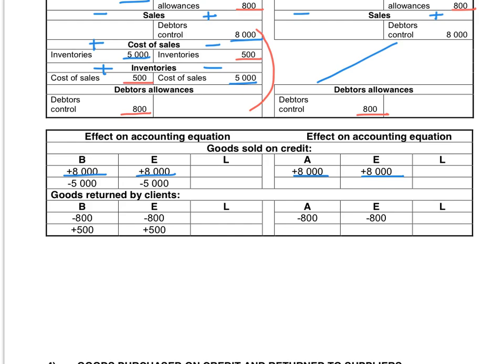In the perpetual system, you will indicate that your assets decrease with 5,000 because you sold goods, and you will indicate that equity decreases because cost of sales is an expense that will decrease my profits. When goods are returned by clients, the assets will decrease because the debtors owe less money. Debtors allowances reduces your profits, so equity will decrease. The same transaction in the periodic inventory system.